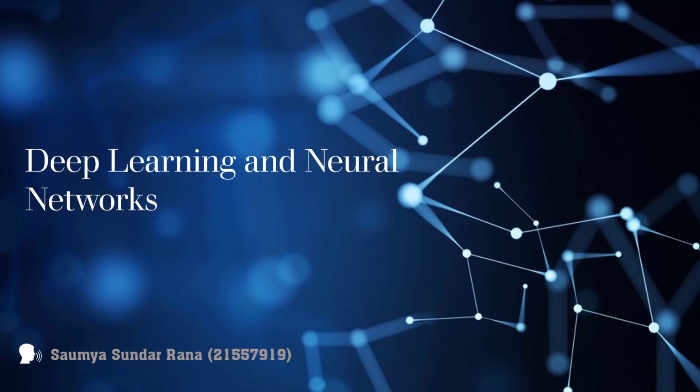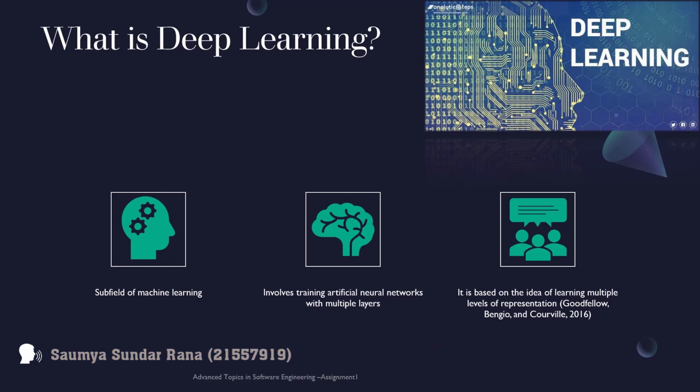I'm going to talk about deep learning and neural networks. So what is deep learning? Deep learning is a subfield of machine learning. It involves training artificial neural networks with multiple layers. It is based on the idea of learning multiple levels of representation.